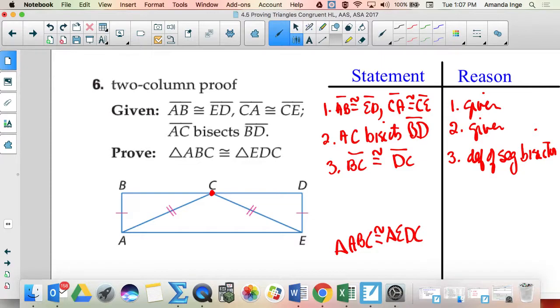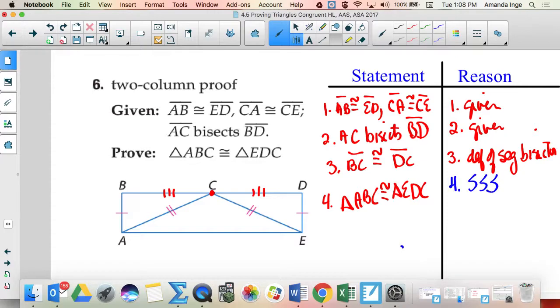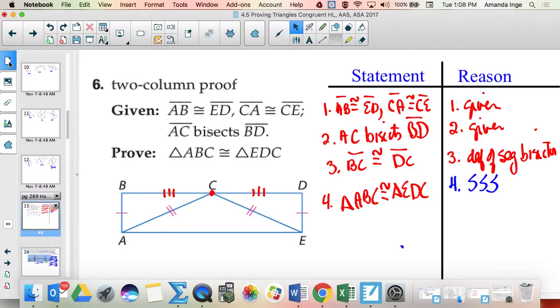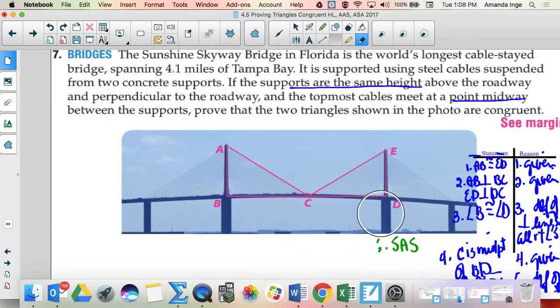So if that is true, we should mark it on here. So we can say that triangle ABC is congruent to triangle EDC because of what? Side, side, side. Right. All right. Now the next one, number 7, was a little bit more difficult just because it gave you all the information in the word problem. So you had to kind of pick it out.